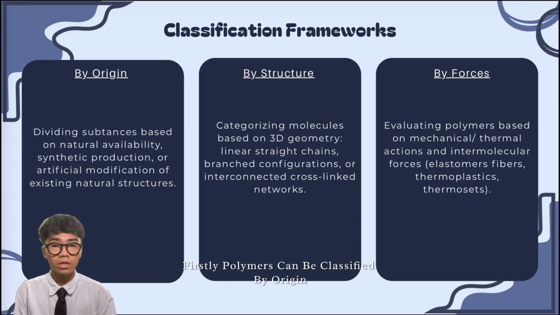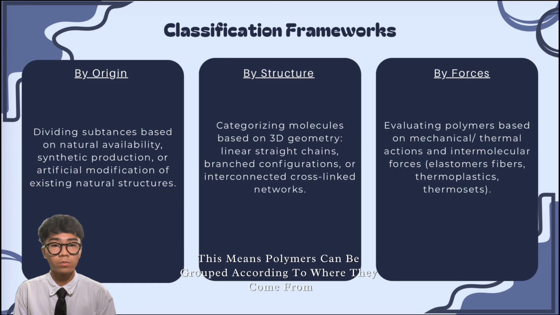Firstly, polymers can be classified by origin. This classification divides substances according to natural availability, synthetic production, or artificial modification of existing natural structures. This means polymers can be grouped according to where they come from and how they are produced.